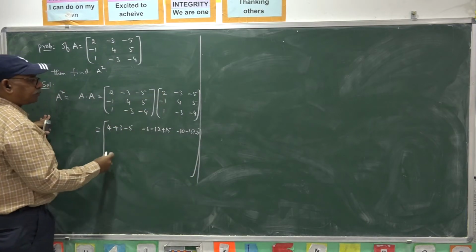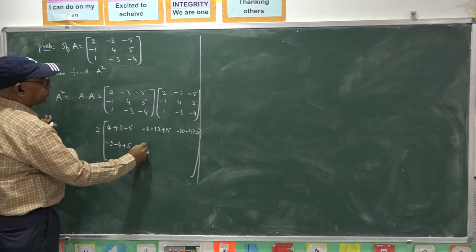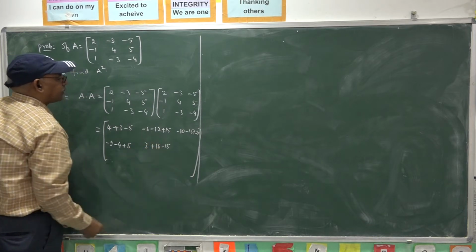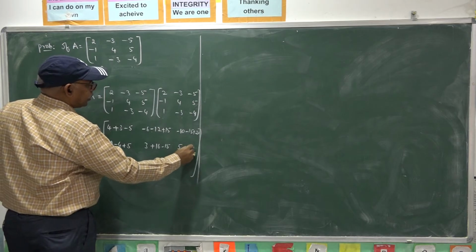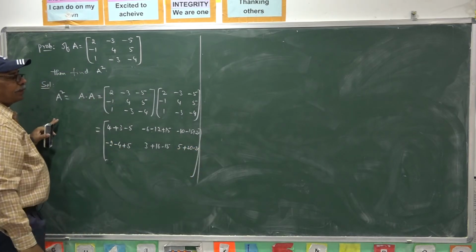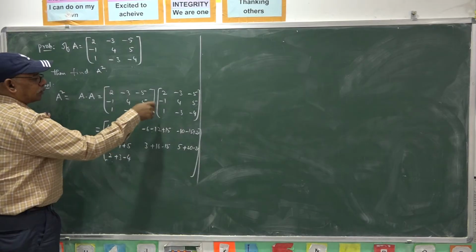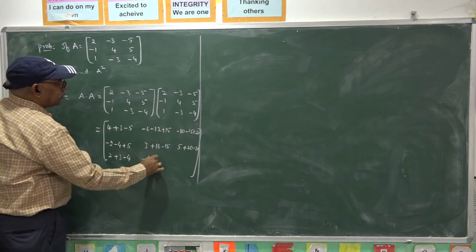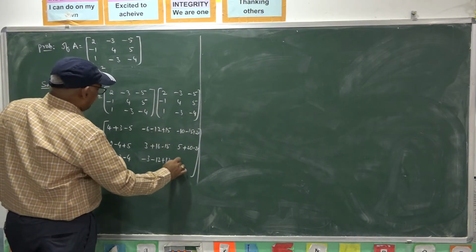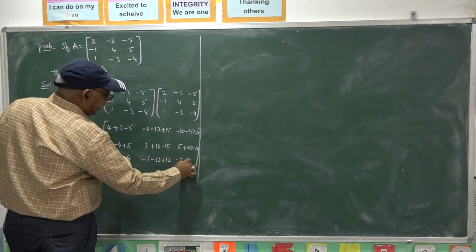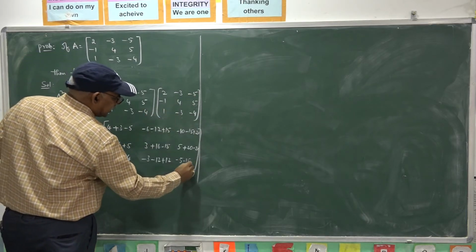Similarly, second row first column, minus 2 minus 4 plus 5, second row second column, 3 plus 16 minus 15, and second row third column, 5 plus 20 minus 20, third row first column, 2 plus 3 minus 4, third row second column product, minus 3 minus 12 plus 12, third row third column product, minus 5 minus 15, 1 into minus 5, minus 3 plus 1, minus 15, plus 60.